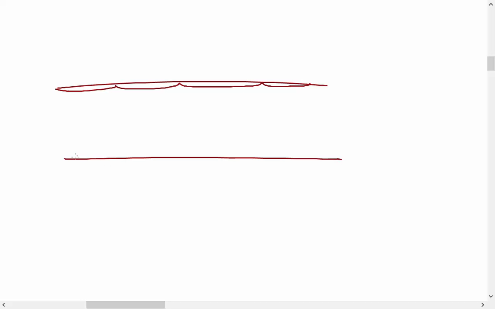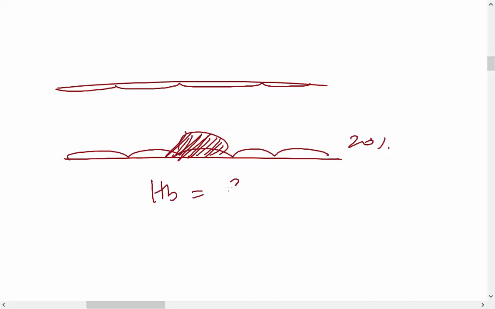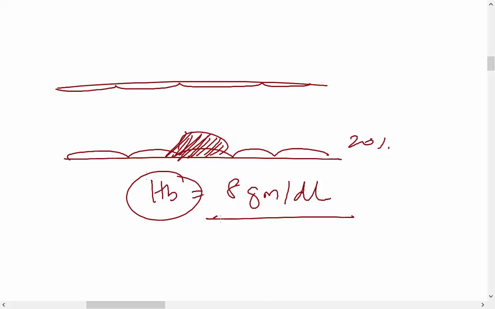The fourth is, if the blood vessel is getting blocked here, for example, it is a 20% block, and the person's hemoglobin is 8 grams per deciliter. Normal hemoglobin in a female should be a minimum of 12 grams. Now it is reduced. Is the oxygen carrying capacity normal, or will it be reduced? Hemoglobin carries oxygen, right? So if the hemoglobin is reduced, the oxygen carrying capacity will be reduced.